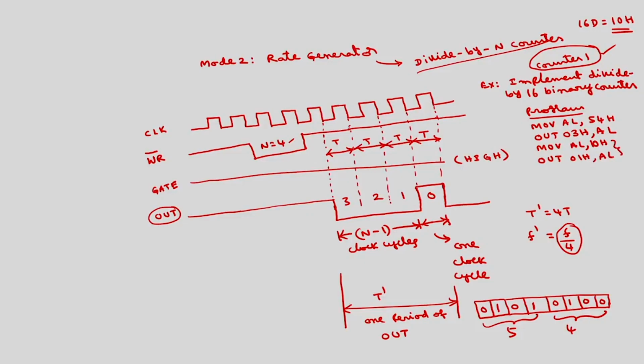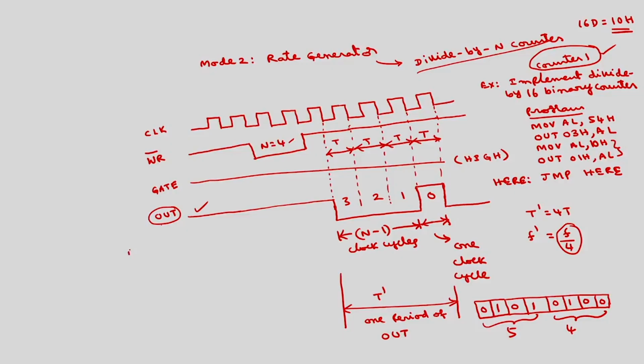So these two instructions will load counter 1 with 10H. We have to jump here itself. If you connect this out to the CRO, we can see that the frequency of this out signal will be 1 by 16 times that of the clock frequency.